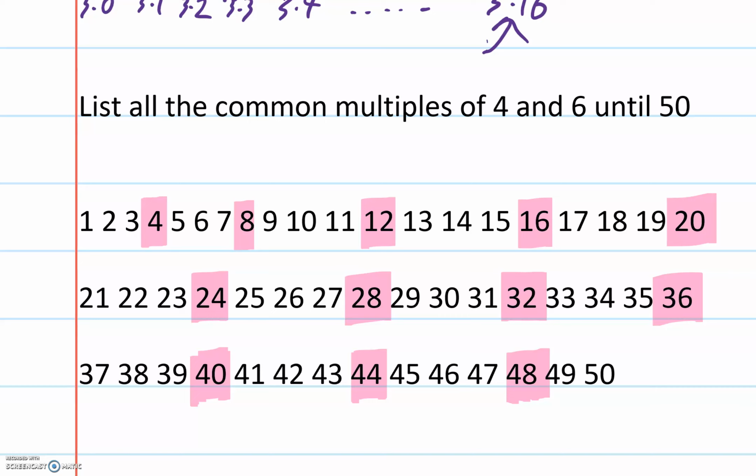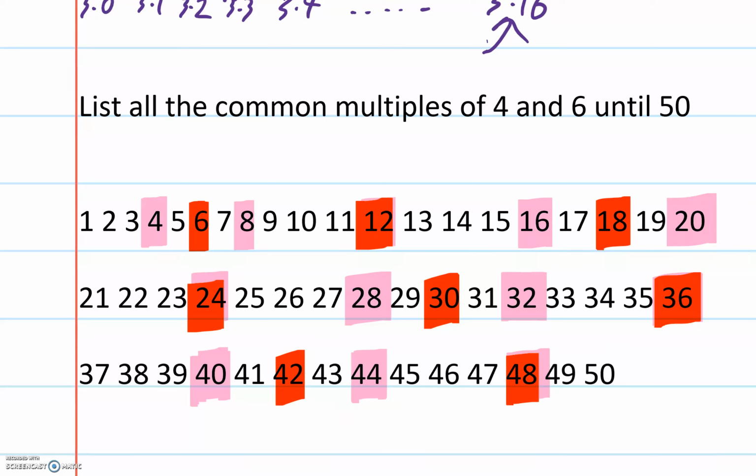Now we're going to do in red, we're highlighting all the 6s. So 6, 12, 18, 24. So you're starting to see a pattern, hey? 24, 30, 36, 42, and 48. So you're seeing a pattern. Every second 6 is the right answer. And so what you're going to see, even if you do only a couple of these, even if you don't go all the way to 50, you might just start to see a pattern.